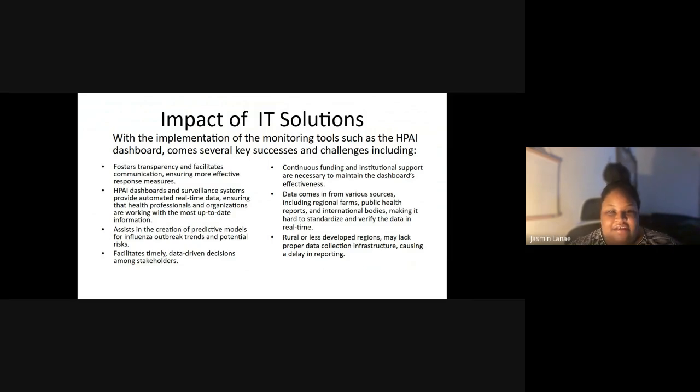The implementation of monitoring tools like the HPAI dashboard has led to several successes and challenges. Key successes include fostering transparency, enhancing communication, and enabling more effective response measures. However, challenges do persist, such as the need for continuous funding and institutional support to maintain effectiveness. Additionally, the diverse sources of data, including regional farms, public health reports, and international bodies, complicate real-time standardization and verification. Next slide.